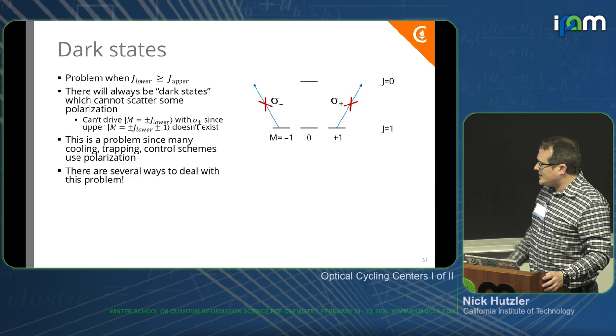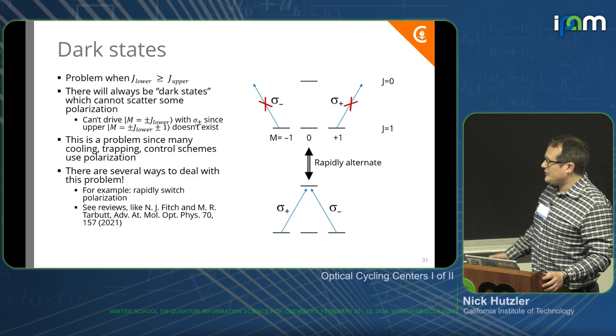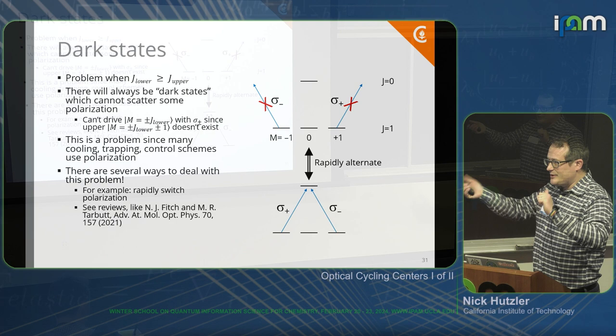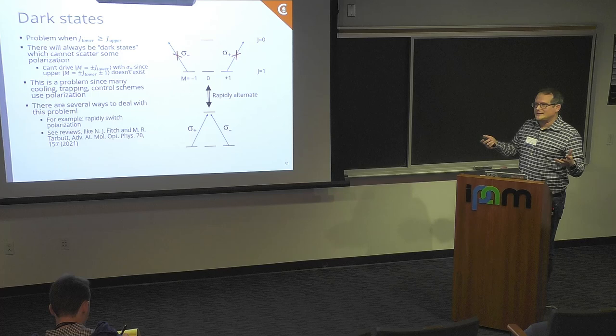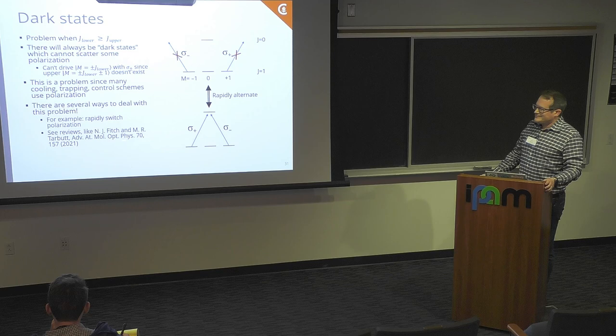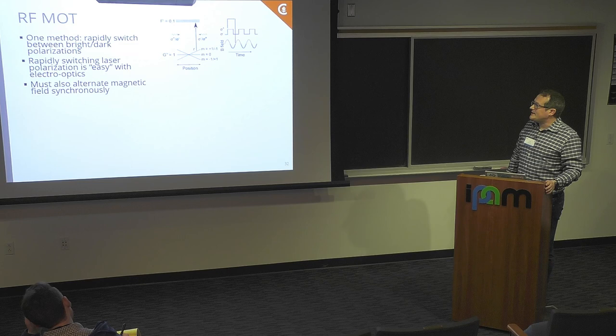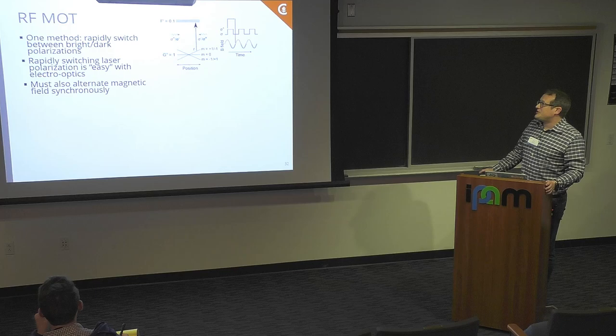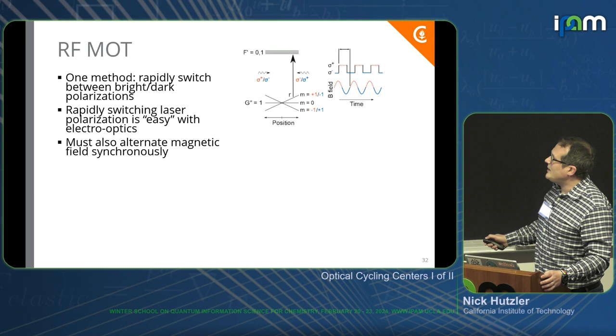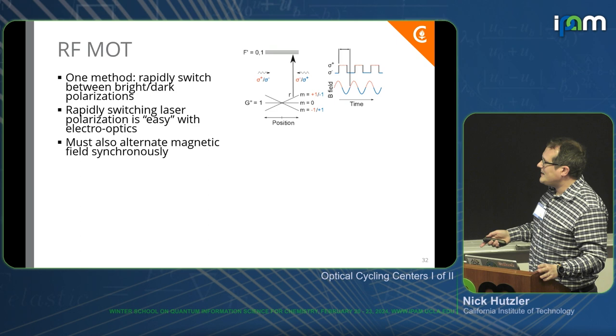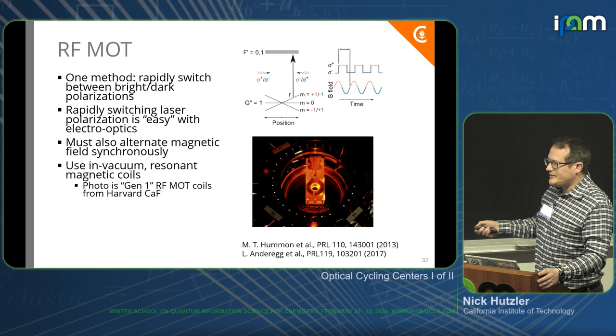There are several ways to deal with this problem. One is that you can rapidly switch the polarization of your laser between the two handednesses of circular polarization, so that if you're in a dark state, you just wait a little bit and then you'll be in a bright state because you'll shoot a different polarization at it. If you're really curious, read this review, because it's actually very complicated. But I'll just mention one example. This rapid alternation of the laser polarization is commonly done. And if you're doing some magnetic-field-sensitive thing, like magneto-optical trapping, which I'll talk about later, you can also alternate the magnetic field at the same frequency, which you can do by, for example, building in-vacuum resonant magnetic coils to broadcast megahertz magnetic fields.